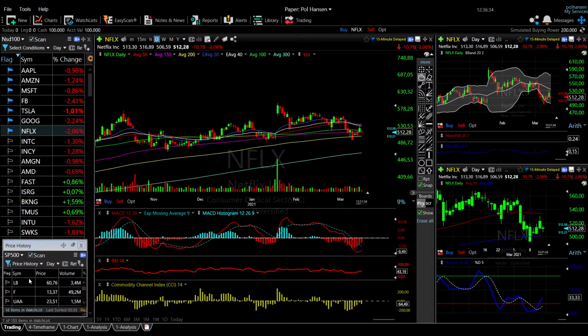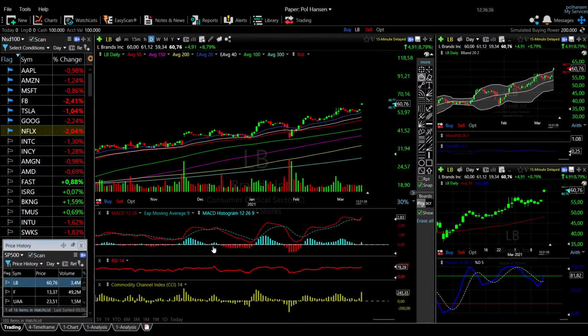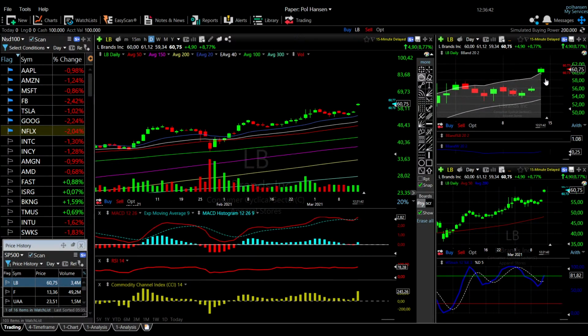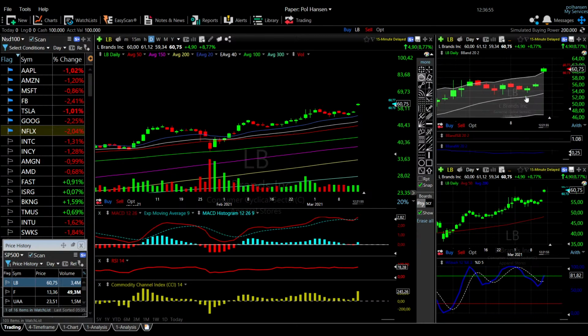So we can look at this. The first one is LB. You can see that this has rallied significantly to the upside, and what we're looking at is something that has snapped, or basically gapped to the upside and is now significantly outside of the Bollinger Band. Usually what also happens here, due to this increase in price action, is that you also get an overbought condition in the RSI.